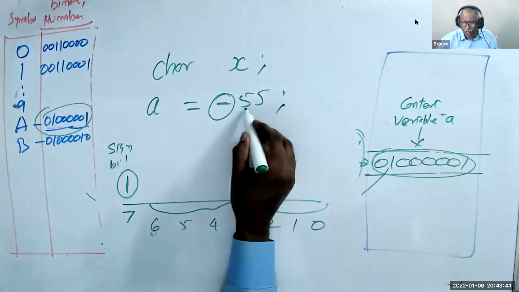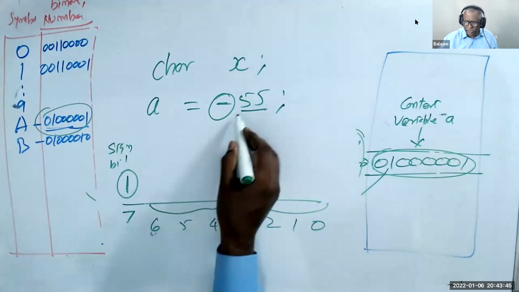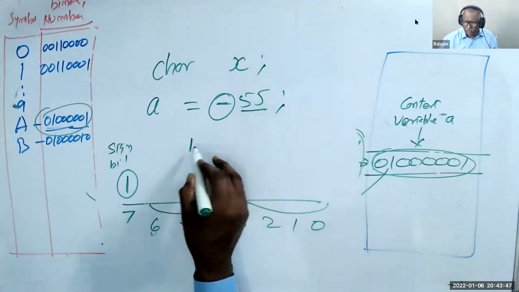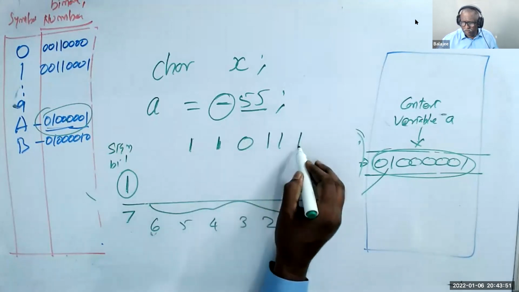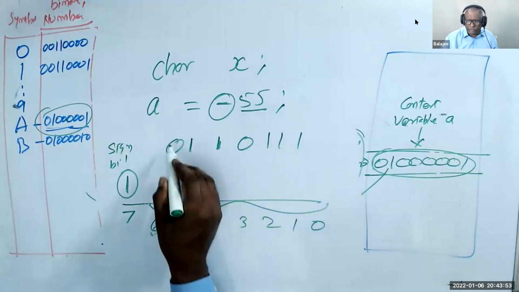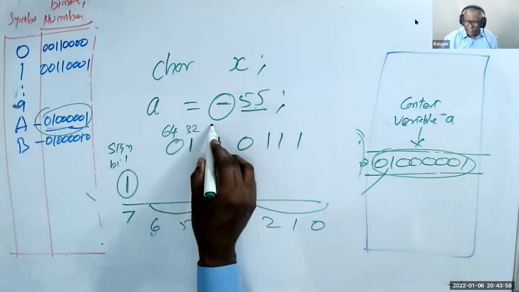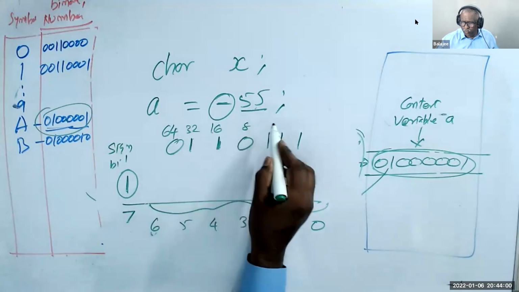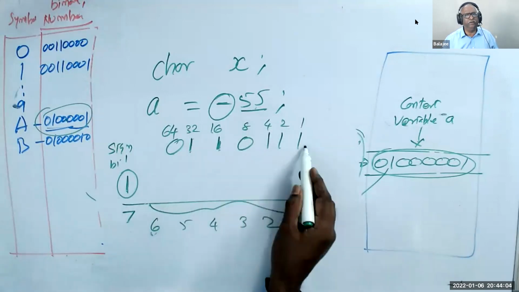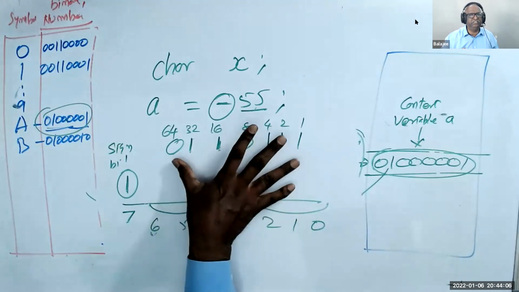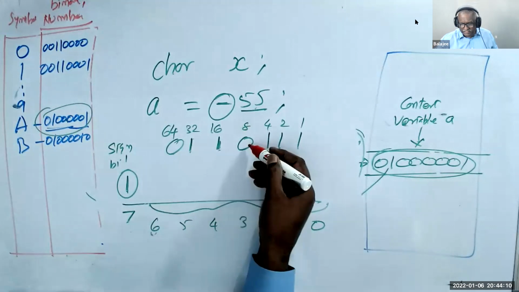Now 55 will be converted to binary. How much? 64 is not there, and 32 is there, 16 is there, 8 is not there, 4, 2, 1. 32 plus 16 is 48. I converted. This is how many bits? 7 bits. Now, we take these numbers.